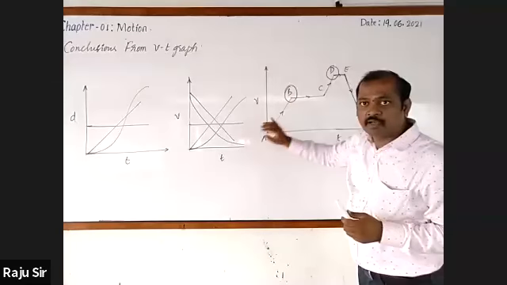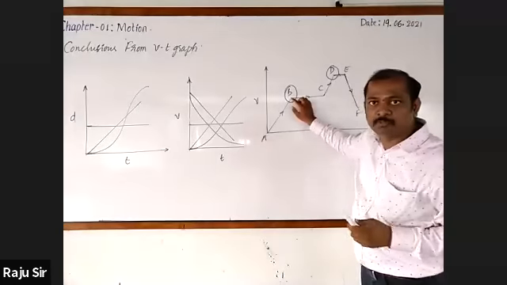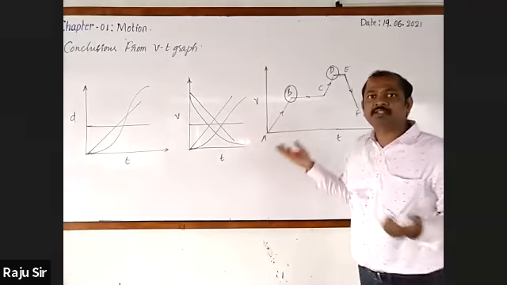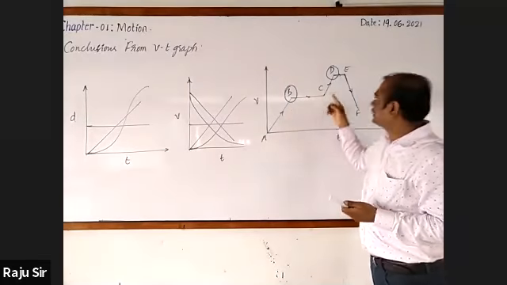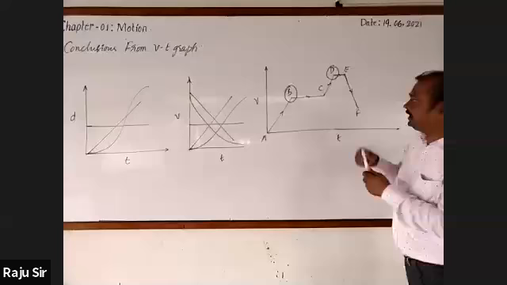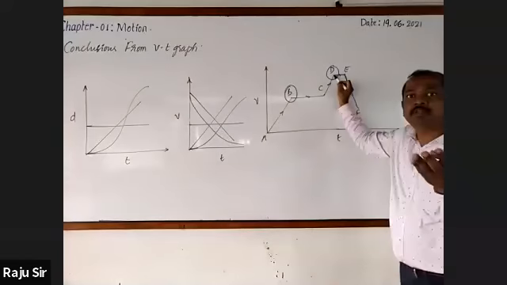At point B, the object starts moving with a constant speed. When it comes to the point D, from here it starts moving with a constant speed. Now, another question.